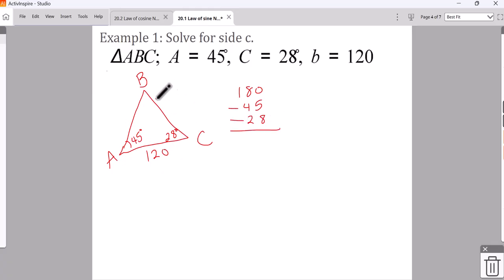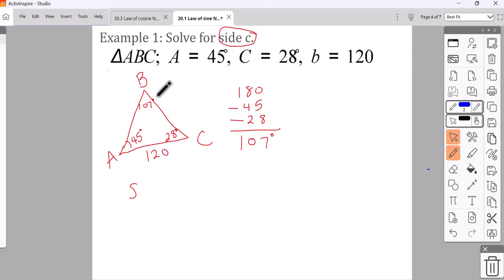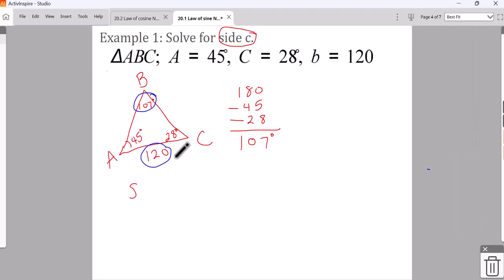We can subtract these angle measures from 180 degrees: 180 minus 45 minus 28, and we get 107. So this angle measure here is 107, and now I have a matched set for using the law of sines. We are going to use this angle with its matching side and this angle with its matching side, but we don't know what this one is yet.